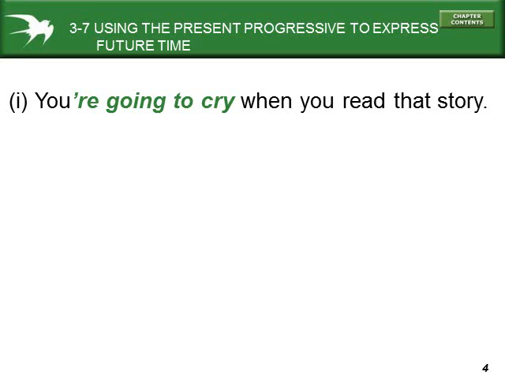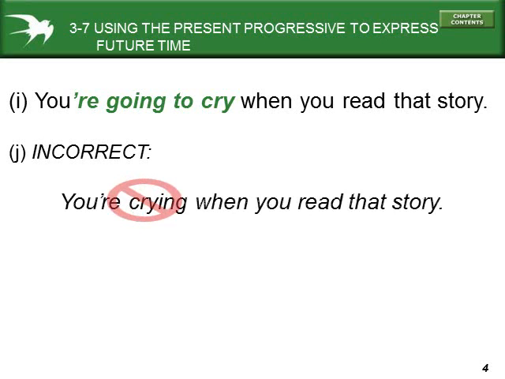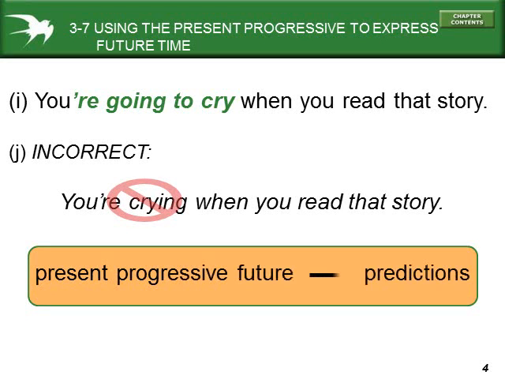You're going to cry when you read that story. One of the meanings that we said for be going to, which is also true for will, is for a prediction about what you think is going to happen in the future. Or also, we said that with these time clauses, we can use be going to. Okay? But this is a situation where it's incorrect to use the present progressive form. So, you're crying when you read that story. The present progressive in the future can only refer to a defined plan. It can't be used for predictions.